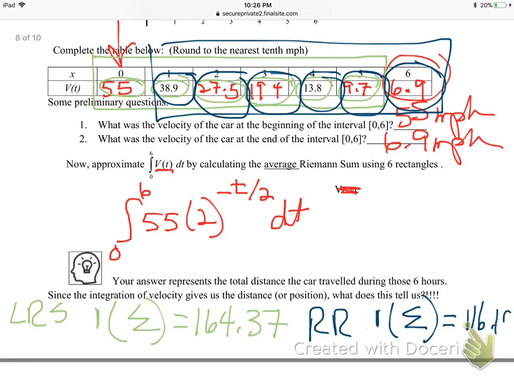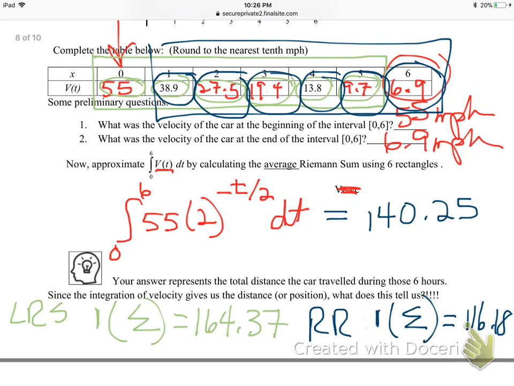Okay, if I want to average those, I add them both together, divide by 2, and my average is going to be what I'm going to say this is equal to, 140.25. And what is that?